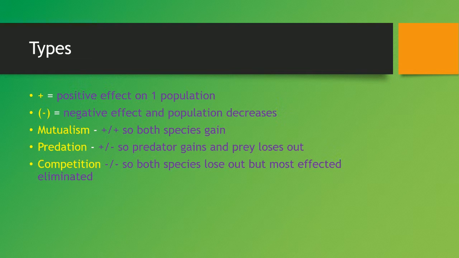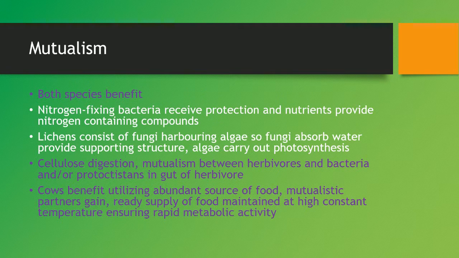Mutualism is positive, meaning that both species will gain in the relationship, such as a cow and bacteria. The bacteria has a home in the cow, but then the cow eats the grass, etc. I think there'll be examples as we move through the PowerPoint. Then you have predation, which is positive-negative, as the predator will gain because they get a food source, but the prey will lose out as they're obviously being killed. And then you have competition, which is negative, and this is where both species lose out, and the most affected will be eliminated, while the other one will just decrease in numbers.